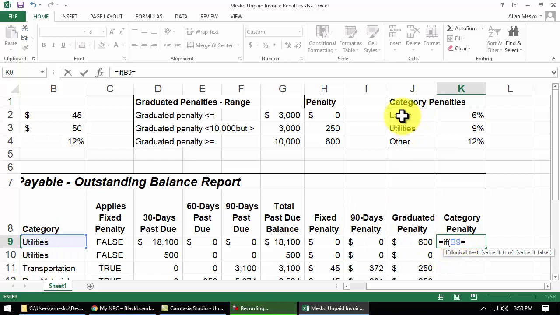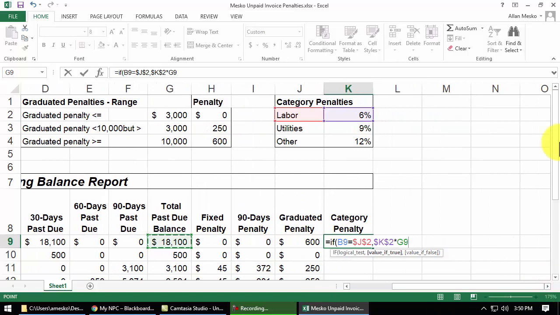Is equal to this. And we don't have to put quotes around it because it's referring to that cell, but we do need to make it an absolute reference because we don't want that thing to move down. So if that's true, where's our penalty? It's right here, absolute. And what's that applied to? The total past due balance. So it's that thing times that total past due balance.